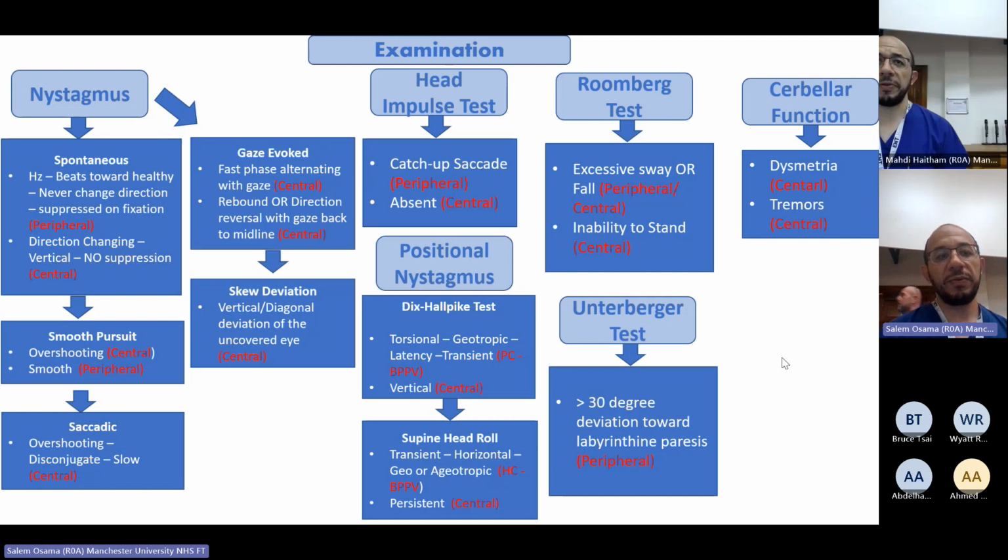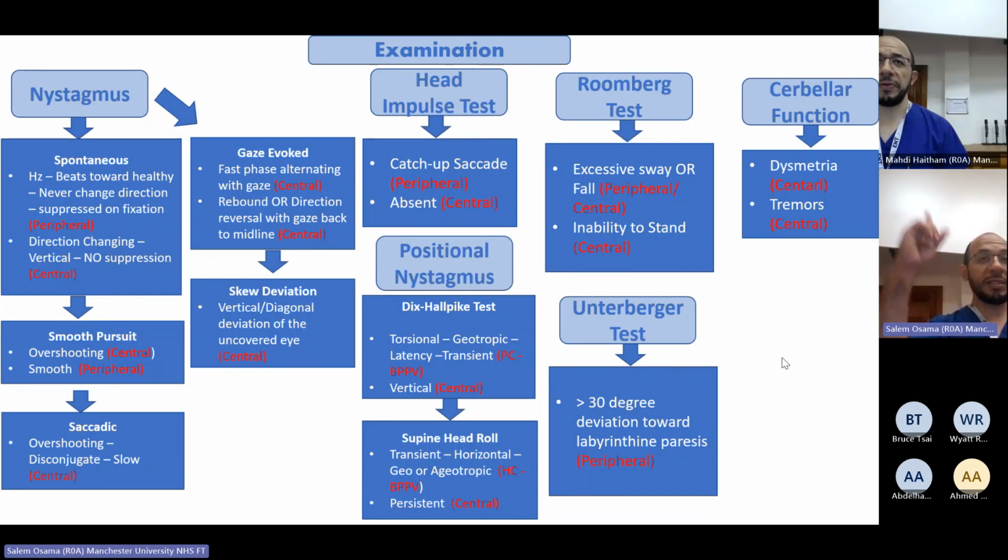But for the central nystagmus, as I showed you before in the slides, it keeps changing direction. Whatever you're doing, right or left, it keeps changing, without showing any suppression. Then you're going to do the smooth pursuit. You just move your fingers and ask the patient to follow your fingers while you move slowly, and see if the pupil is following smoothly, it's peripheral. If it shows corrective saccades, saccadic movement or overshooting, this is characteristic of central.